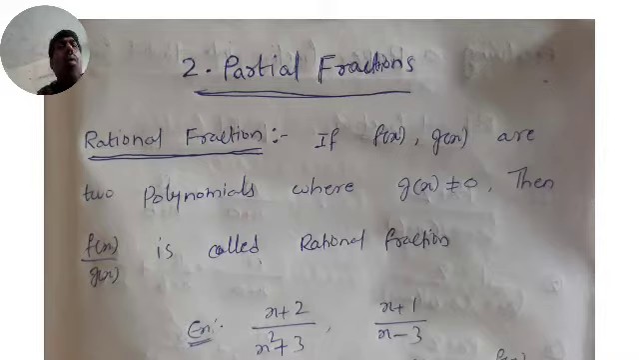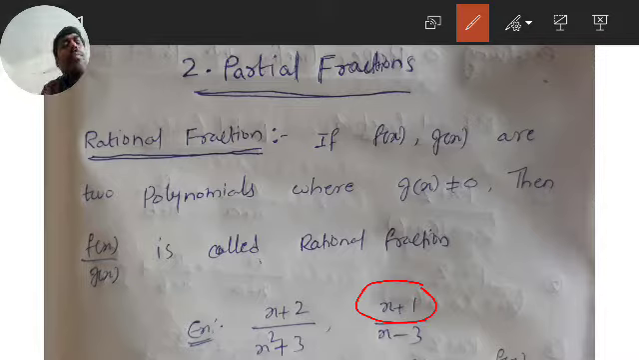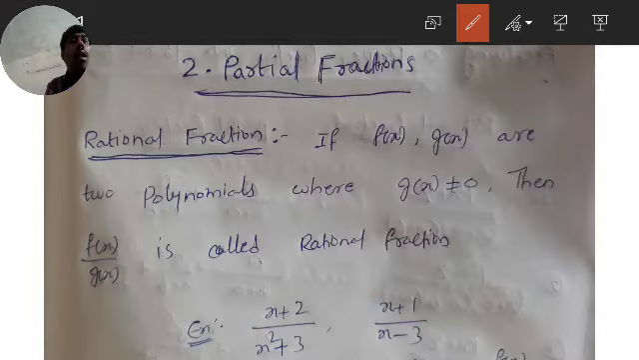Now, if you take x plus 1 here, what is the power of x? The highest power of x is 1. Therefore, we call the degree of that polynomial 1. If you take x square plus 3, the highest power is 2, so the degree of x square plus 3 is 2. So, based on the degree of a polynomial, the rational fractions are divided into two types. They are proper and improper fractions.